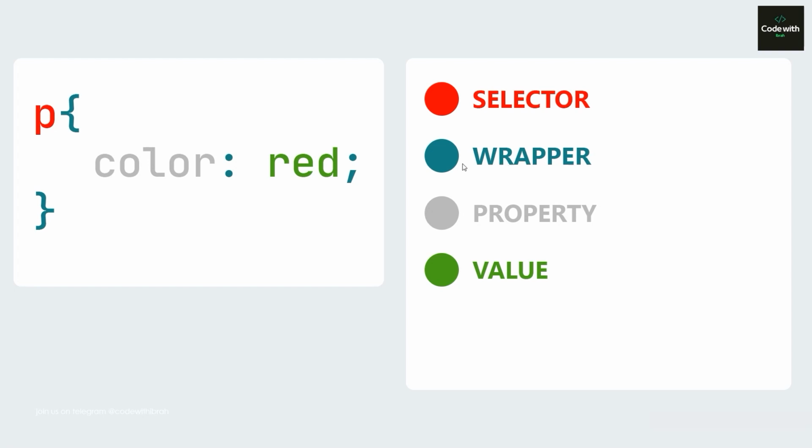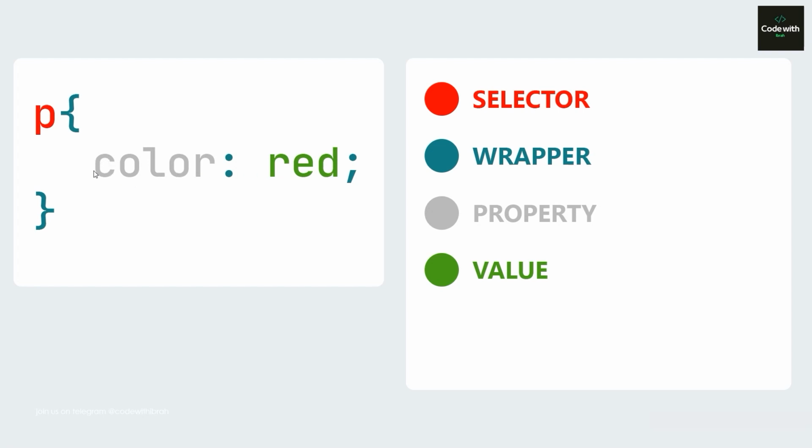This is what I want you to take notice of. First, you declare your P, which is the selector. Okay, and then what? Your curly braces, opening and closing. And inside the opening and the closing of the curly braces, that's where you define your properties. Okay, so in this example, we have declared that we want the color to have a value of red.